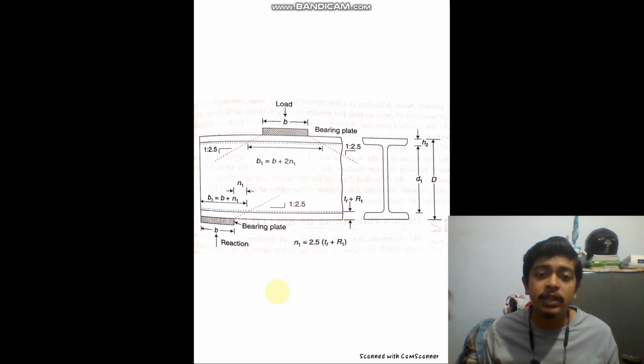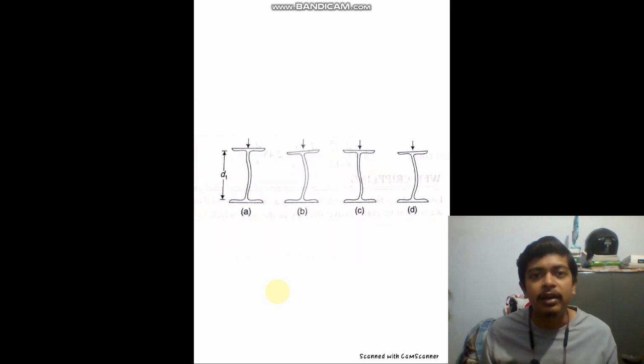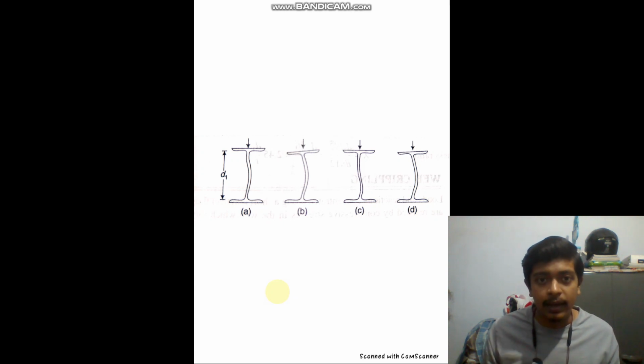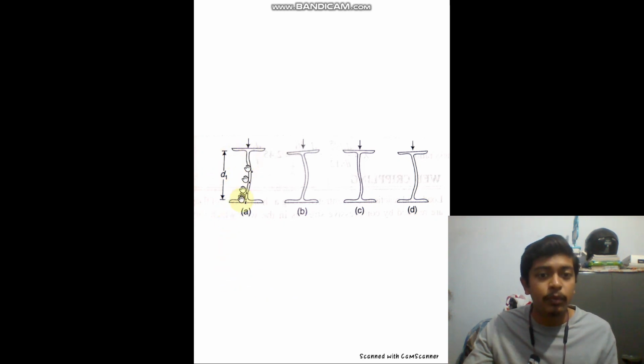And there is also another thing. We just discussed web crippling. We also have another thing called web buckling. How does it look? It looks like this. It's a buckling which is happening to webs. This happens because there is a huge amount of vertical load on the beam, and due to the huge shear force, the web, which is very thin, tends to buckle and ultimately fails under buckling.